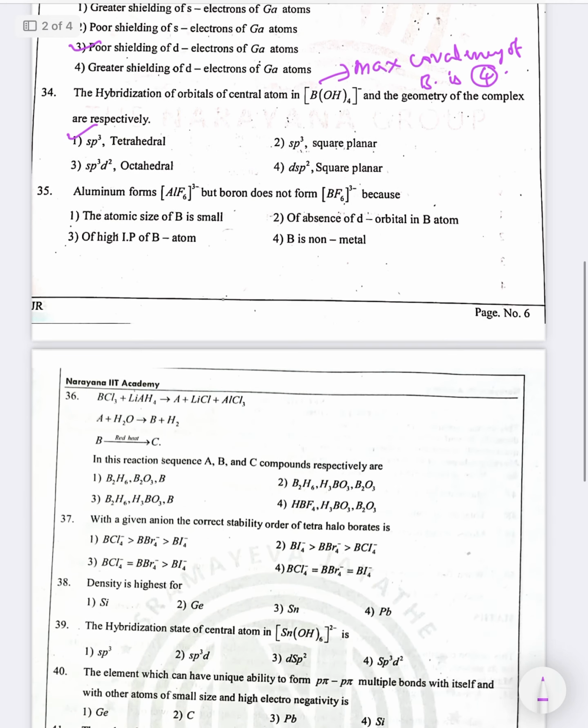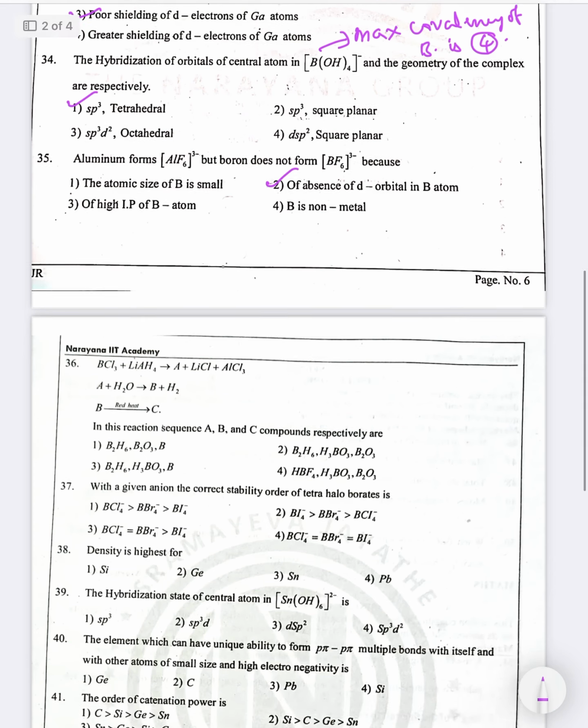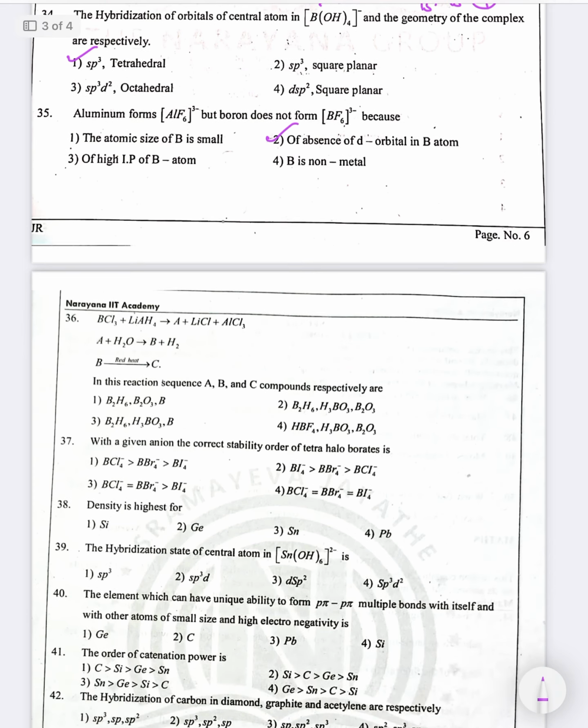Next, 35. Aluminium forms AlF6 to the power 3 minus, but boron does not form BF6 to the power 3 minus because of absence of d orbitals in the case of boron. So remaining elements have d orbitals, that's why their electronic configuration can be expanded.